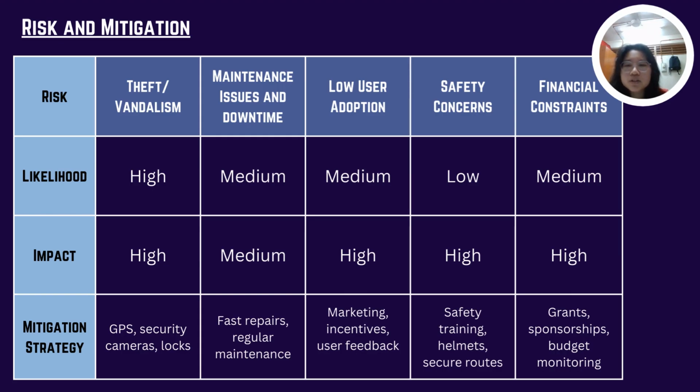Low user adoption is also one of the risks. It can be handled by conducting thorough marketing and awareness campaigns, offering incentives for early adopters, and gathering user feedback for improvements. Also, the safety concerns. We must provide comprehensive safety training, enforce helmet use, and design safe e-bike paths. Lastly is the financial constraints. We secure funding from university administration, grants, and potential sponsors. Monitor the budget closely and adjust as necessary.